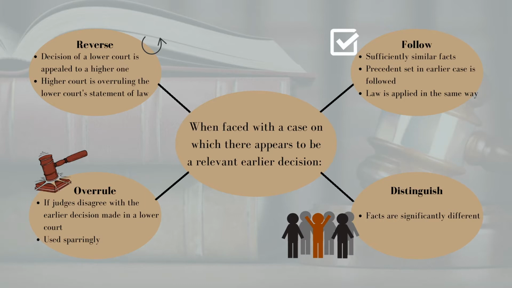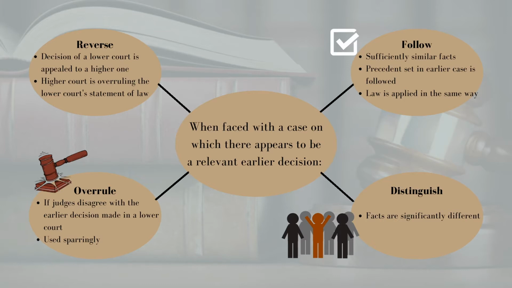This is when facts of the case are significantly different from those of the earlier ones. Next is judges can overrule. Judges can overrule an earlier decision made in a lower court if they disagree with the lower court statement of the law. Outcome of the earlier decision remains the same but will not be followed. However, this is used sparingly because it weakens authority and respect of the lower courts.